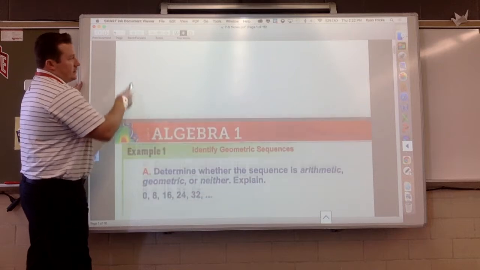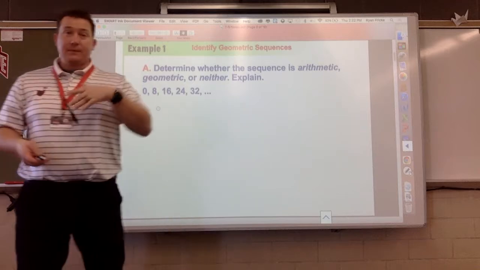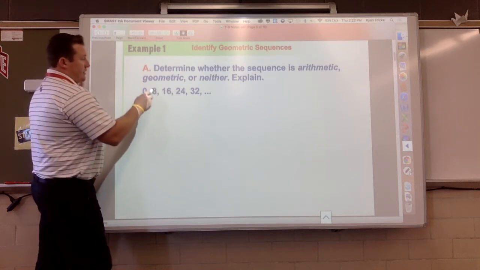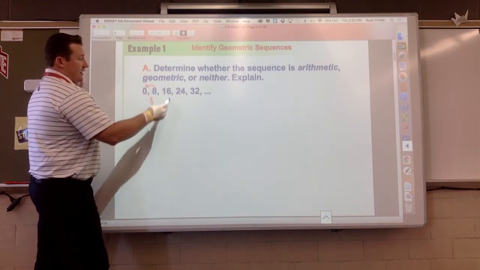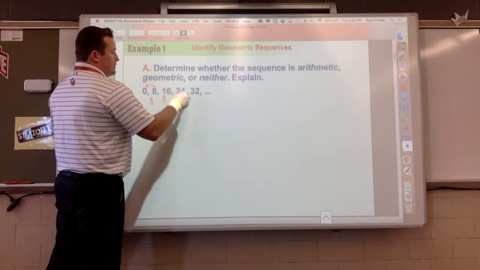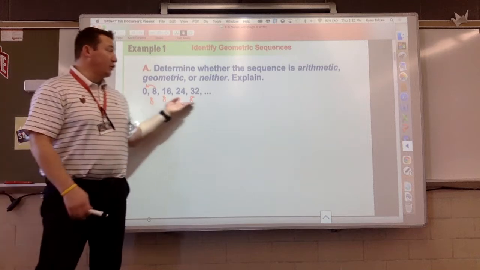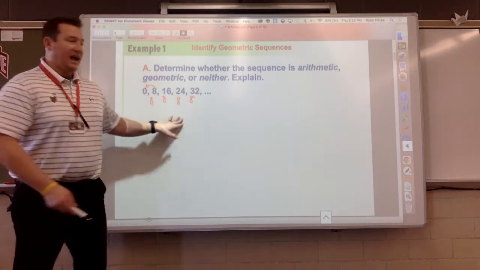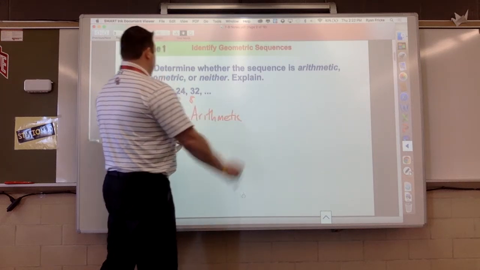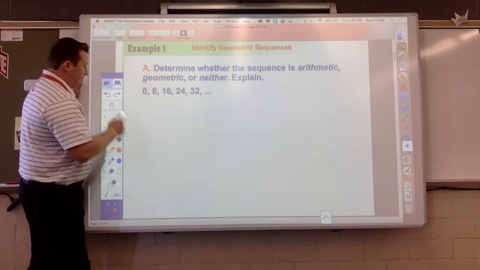So let's see that in action. As usual, the first thing we'll do is identify whether you are an arithmetic or a geometric sequence. To do that, we take each term minus the previous term. 8 minus 0 is 8. 16 minus 8, also 8. 24 minus 16, 8. 32 minus 24, 8. When we subtract and keep getting the same number over and over, we call that a common difference. And this sequence, my good friends, is arithmetic. Bam, easy peasy. All right, next one.